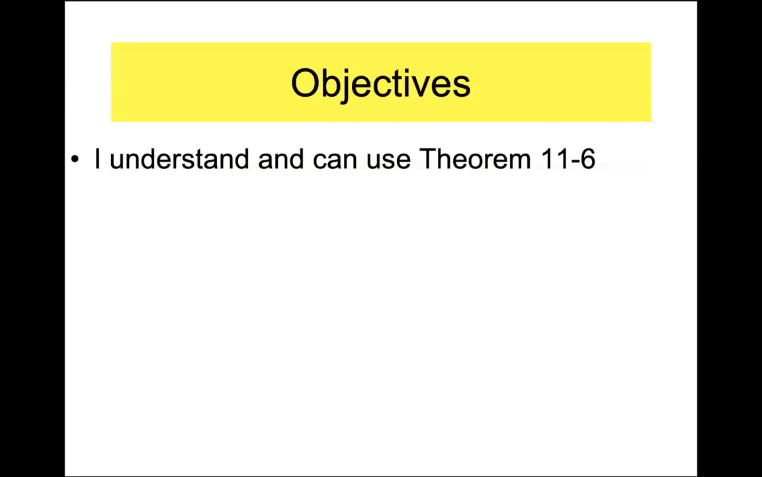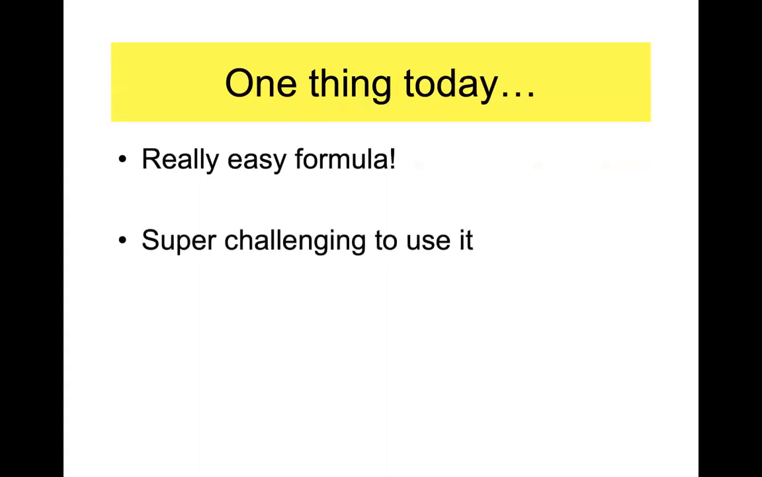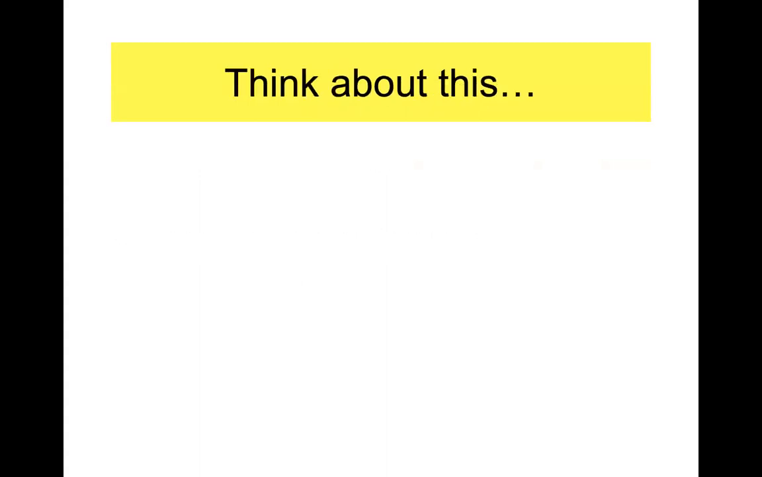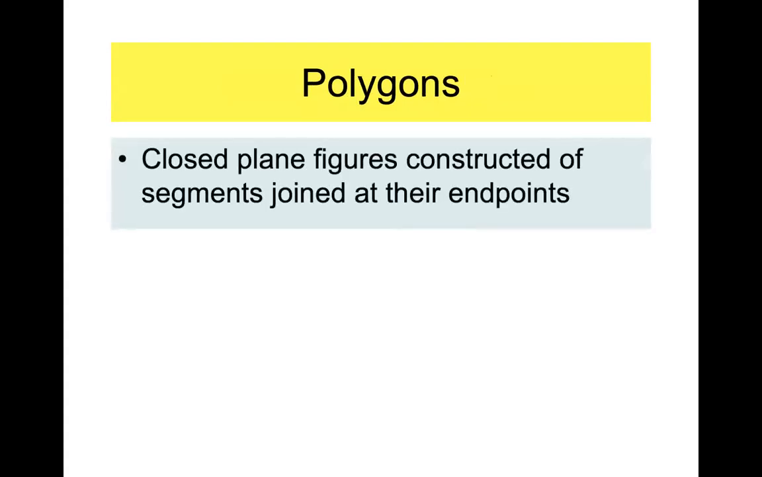Just one theorem. It is the easiest looking formula ever, and the most complicated one at the same time. All right, so just one thing today. It's a simple formula. It's usually challenging to use it though. So think about this. Polygons. Remember, polygons are closed plane figures constructed of segments joined at their endpoints. Triangle being the first one, quadrilateral being the second one, pentagon, hexagon, so forth and so on.